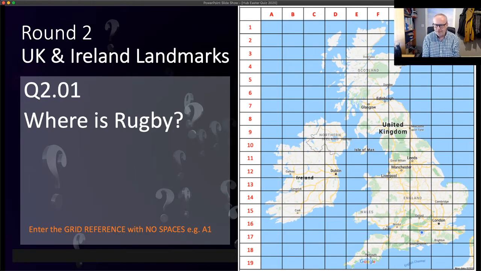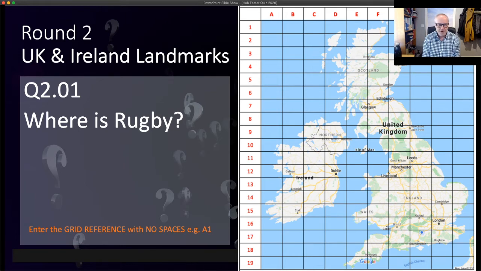You can see there's a grid reference. So the idea of the round is, when you know where the place is or where you think it is, you put the grid reference into the question. So for example, if the question was where is London, then you would enter the letter and then the number, which for the case of London is I-16. No spaces, so just the letter and the number with no spaces.